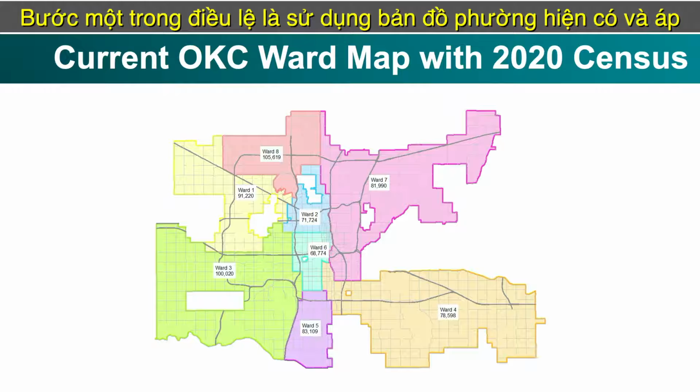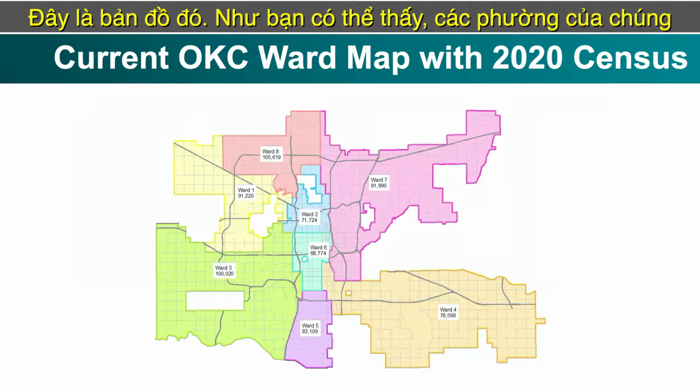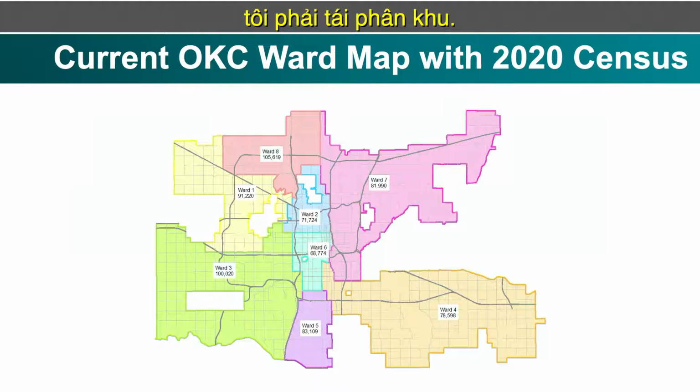So step one in the charter is to take the existing ward map and apply the 2020 census population data to it. This is that map. As you can see, our wards are now unbalanced, and this officially triggers that we must do a redistricting.